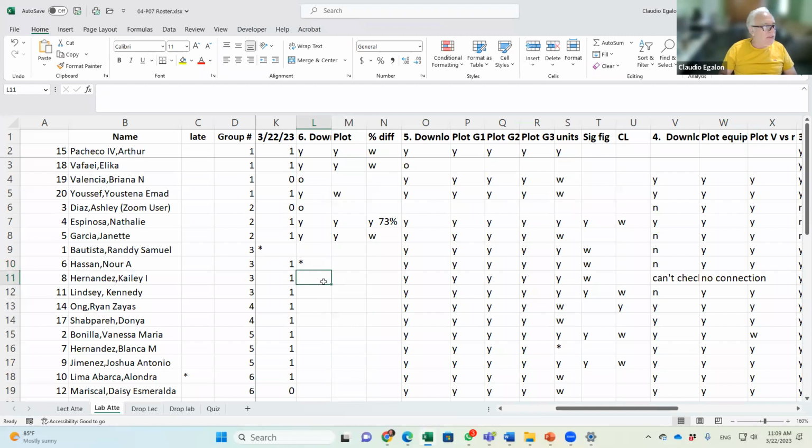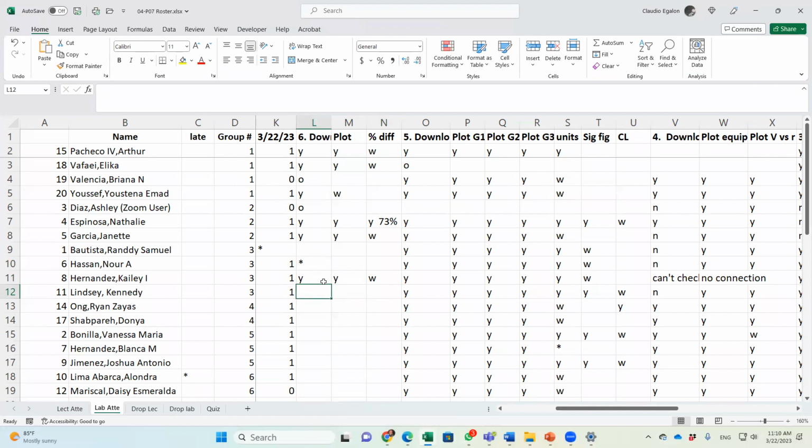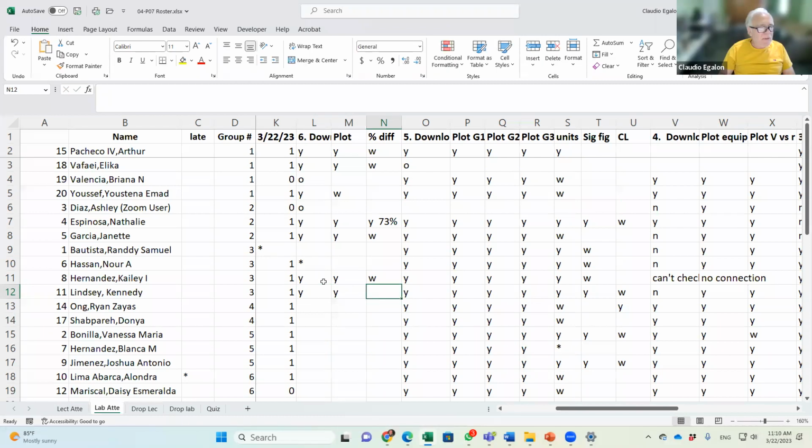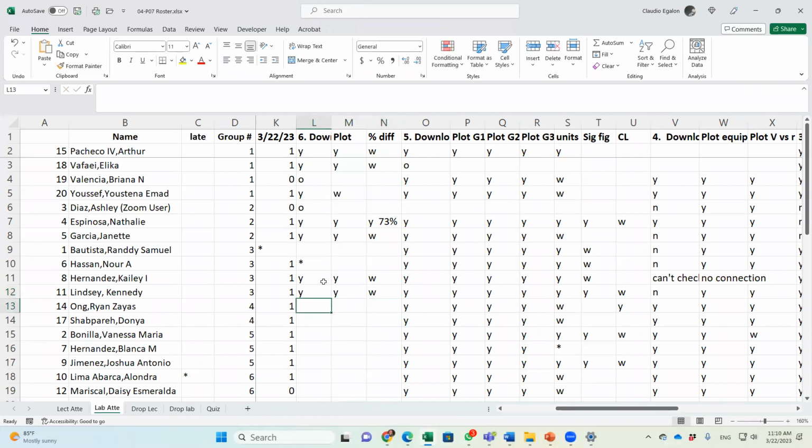Kaylee Hernandez. Are you there, Kaylee? Yes to both. What about the percentage difference? You didn't get it yet? Okay, working on that. That's good. Kennedy, did you download the spreadsheet? I have. Okay, did you plot the graph? Yes, sir. What about the percentage difference? I'm working on that right now. Okay, thank you.